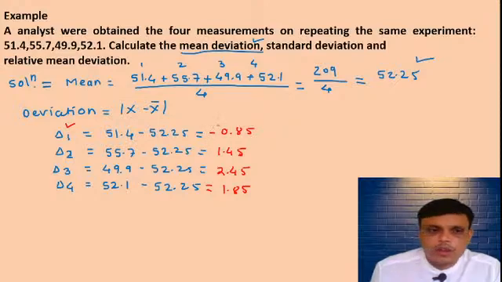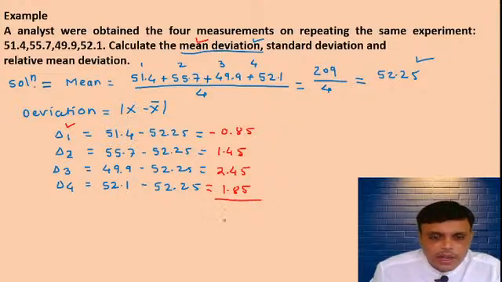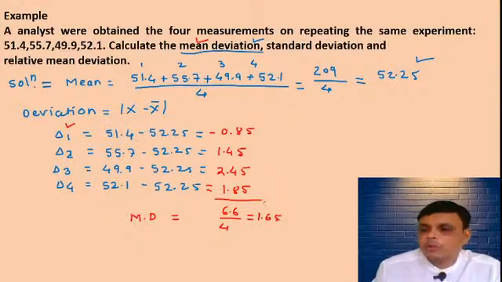So this is the value of deviation. Next, what you have to calculate? You have to calculate the mean deviation. Add these values and divide by 4. After adding, how much are you getting? 6.6 divided by 4 will give you the mean deviation, MD, and the mean deviation is 1.65.